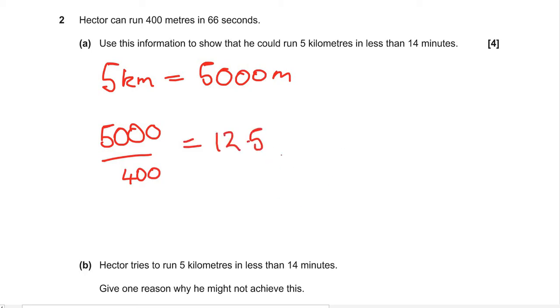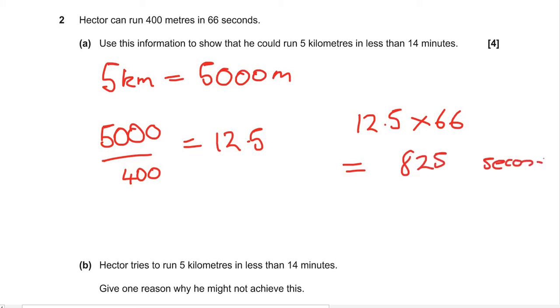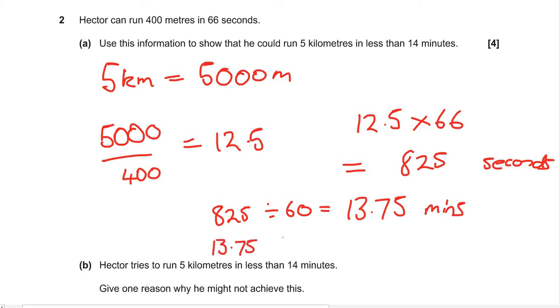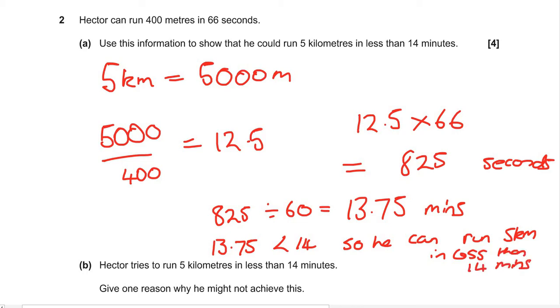Okay, so if we times this 12.5 by 66 now, this gives us the number of seconds it takes him to run 5 kilometers. Here's 825 seconds. But we want it in minutes, so we need to divide by 60. Okay, and that gives us 13.75 minutes. So we'd say 13.75 is less than 14, so he can run 5 km in less than 14 minutes. Okay, great.